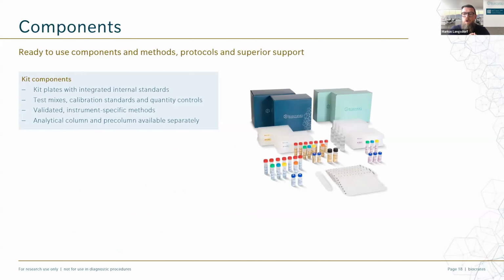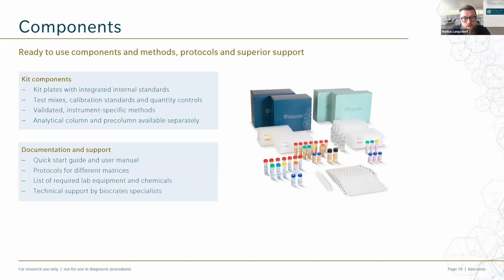So now let's talk about the kit components. What customers value from biocrates technology are the ready-to-use components and methods. And this we also deliver with the MxP Quant 1000 kit. So our users will get kit plates with integrated internal standards, lyophilized test mixes, calibration standards, and quality controls, instrument-specific methods, which are already optimized and validated. And there is also an analytical column and a pre-column available separately for the small molecule panel for the analysis.